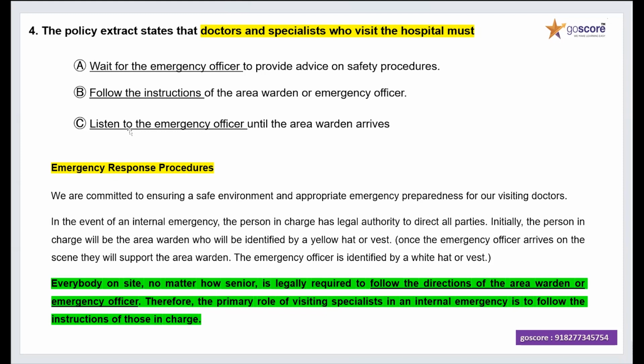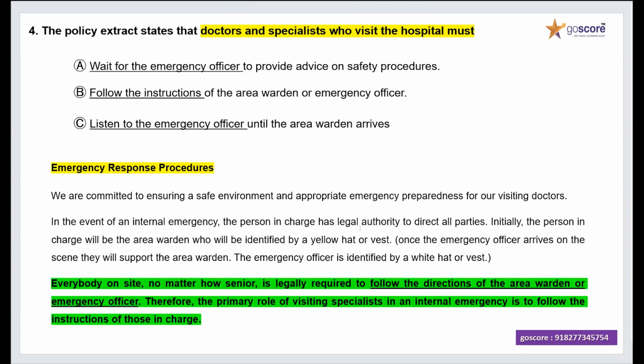Now, you have doubt with option C, right? In the second paragraph, they have mentioned in the event of an internal emergency, the person in charge has legal authority to direct all parties. Whether it's a doctor, specialist, whoever it is, they have the legal authority. Initially, the person in charge will be the area warden.